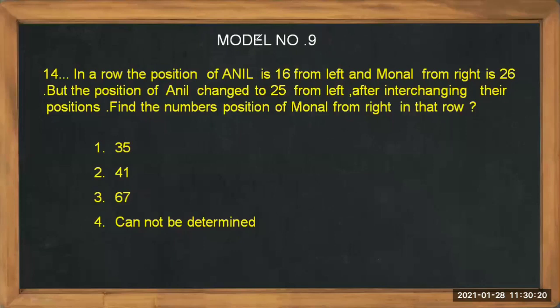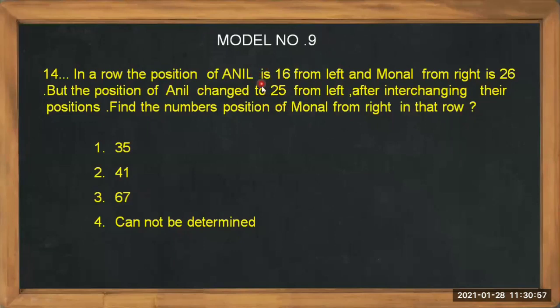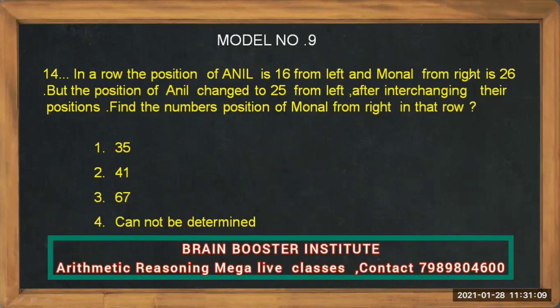Model number 9. In a row, the position of Anil is 16 from left and Monal from right is 26. But the position of Anil changed to 25 from left after interchanging their positions. Find the position of Monal from right in that row. See, my dear students, very simple question it is. In the previous model, we found the total number of students in the same type of problem. Here we need to find the position of Monal from the right. Now let's write what is given.